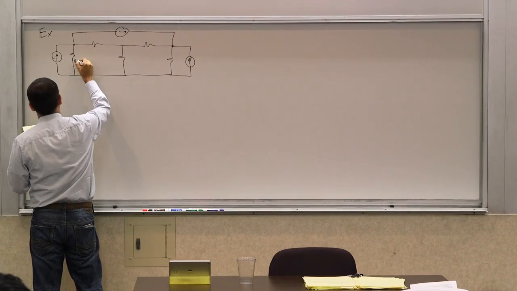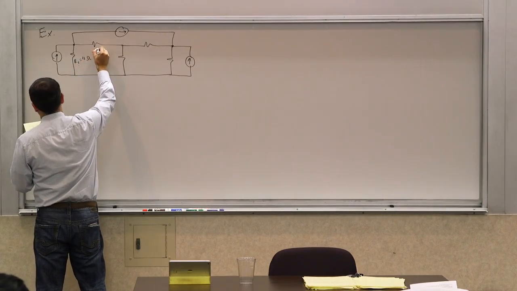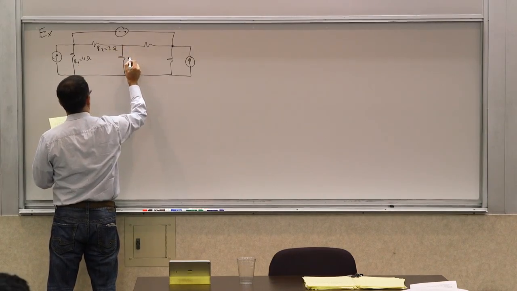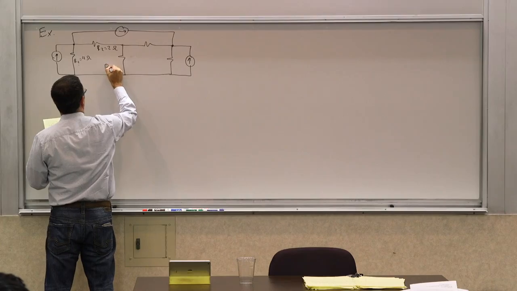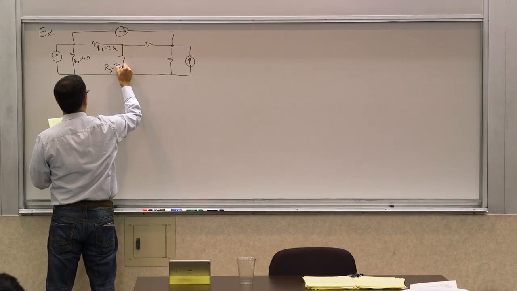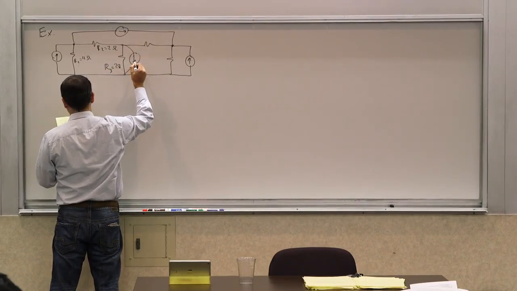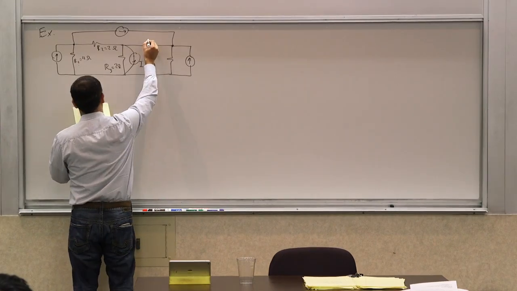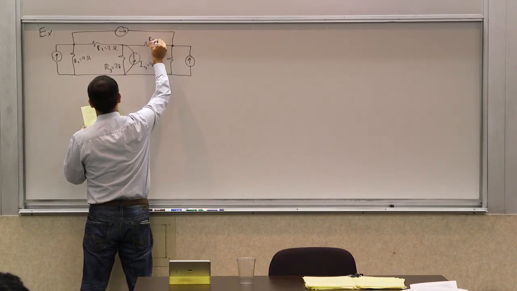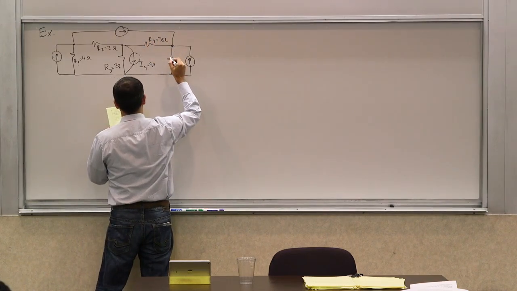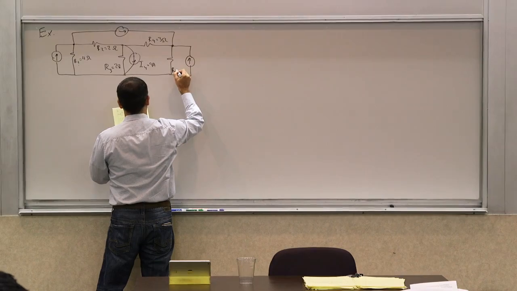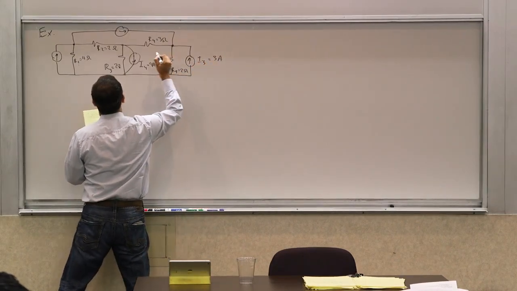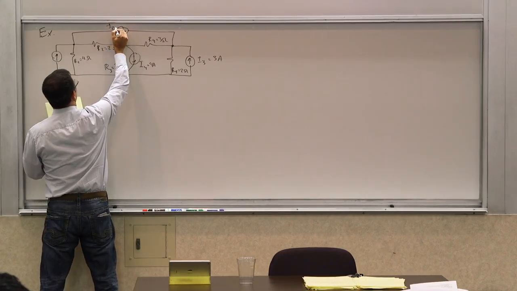So this was R1, 4 ohms, R2, 2 ohms, R3, which was 2 ohms. There was a current source here too. Let's call this I4 for 4 amps. R4 for 3 ohms. R5 is 2 ohms. I3 is 3 amps. This current we called I2.